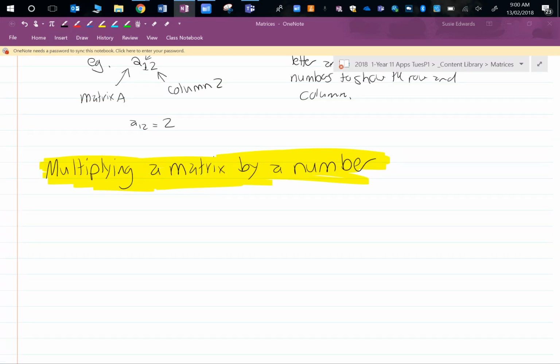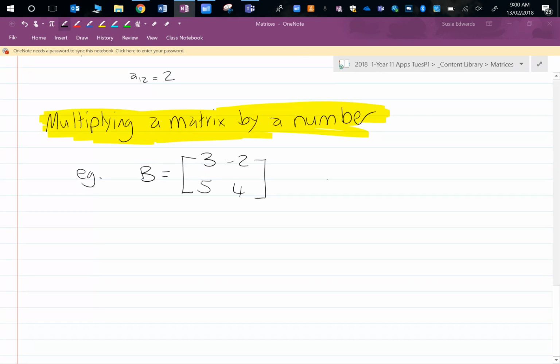All right, so e.g. B equals 3, 5, negative 2, 4. Okay, this is the question. And then we'll use another one as well. I might say C equals 4, 1, negative 3, 0. Often in a matrix question, you'll get given a whole heap of different matrices, and then you'll get asked to do things with them.